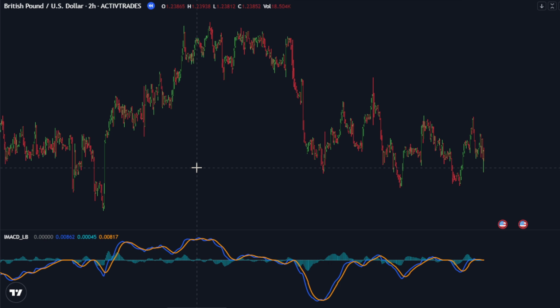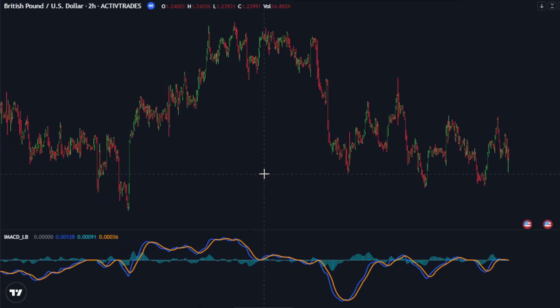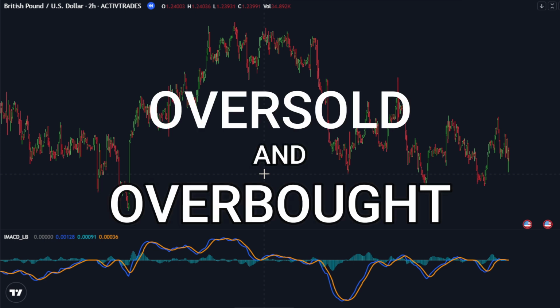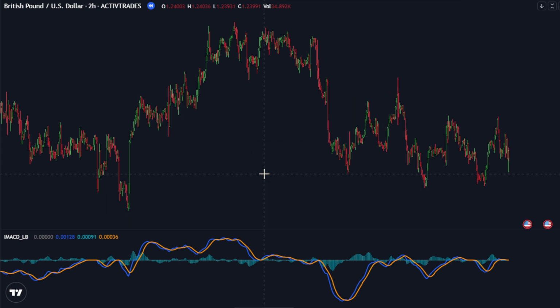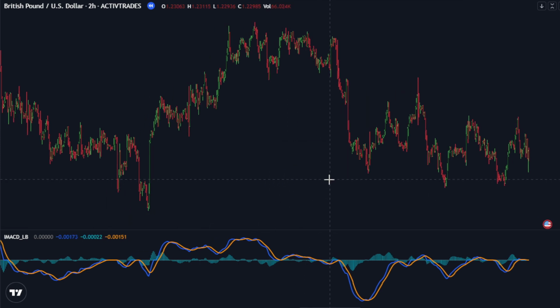Now we are going to explain what are the strategies that we can apply with the Impulse MACD. The first strategy we are going to look at is called overbought and oversold levels. And as its name indicates, we are going to detect areas where the MACD is overbought and oversold. It must be emphasized that these levels are not fixed and we have to be adapting levels from time to time. So we are going to explain how this strategy works.